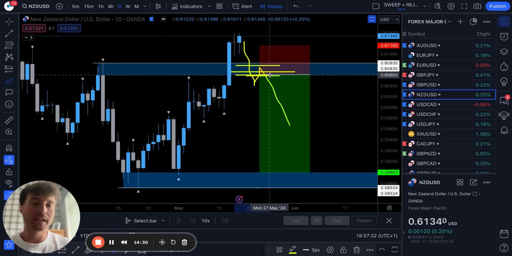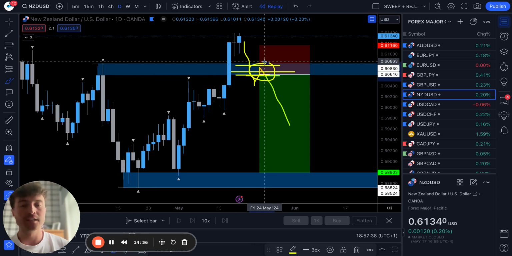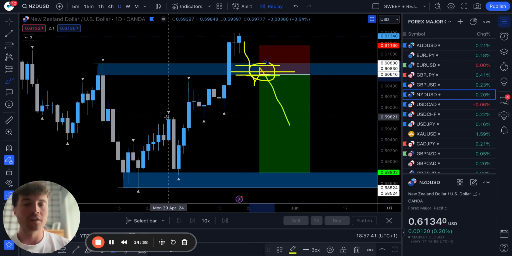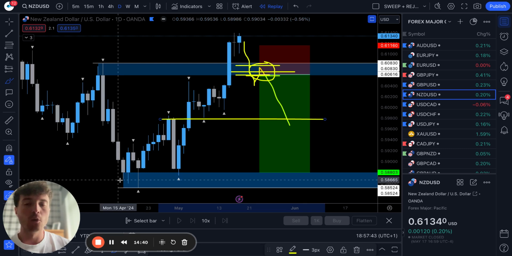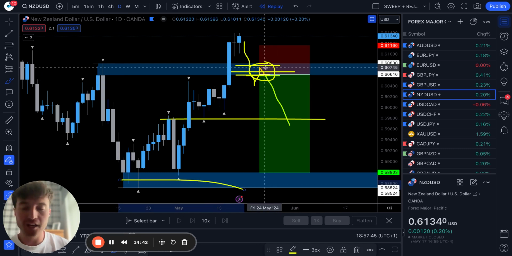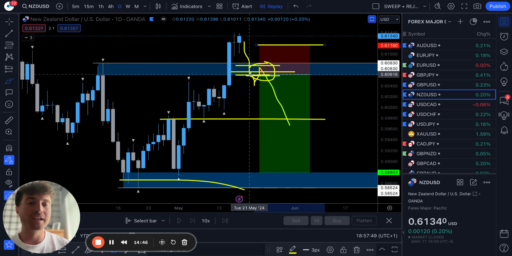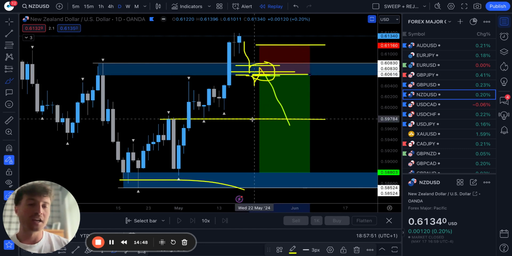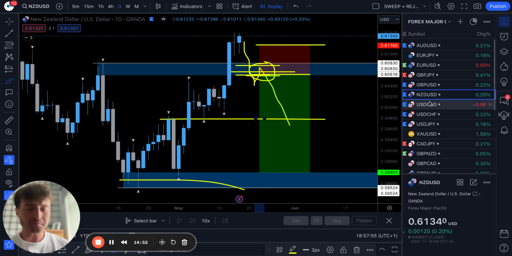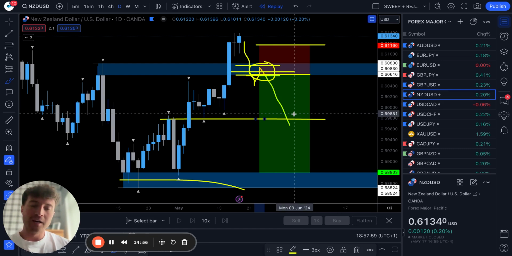However, we know if we can get below 0.60600, that's going to be a great area where we can look to start building into our short positions. And then we can look to target some of these lower levels. Where you've got a clear mechanical based strategy with a clear invalidation, clear entry points, and clear exit points. That's what you need, guys. So that's NZD/USD fully mapped out for you guys.